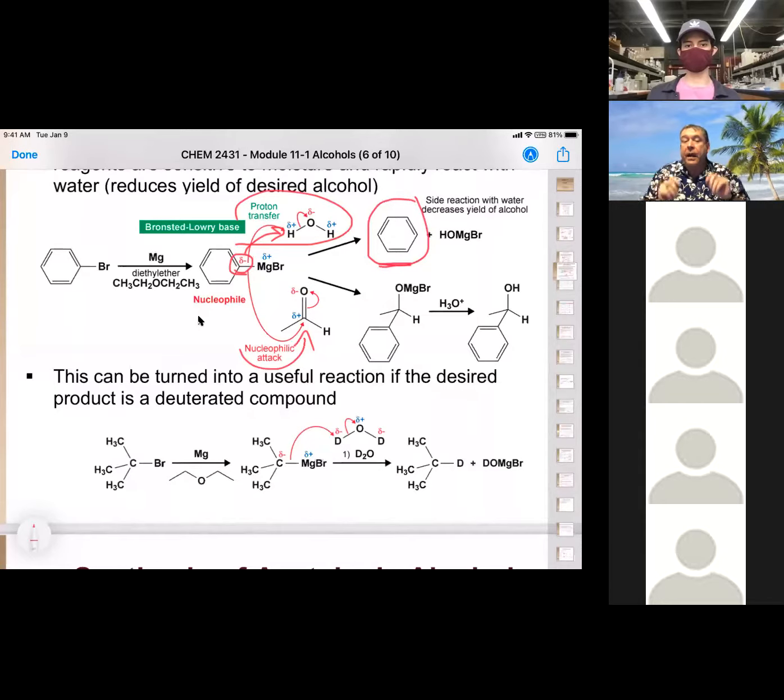So we can actually be sure that where that deuterium is, is where that nucleophile was formed in our system. So let's see how we can use that here.